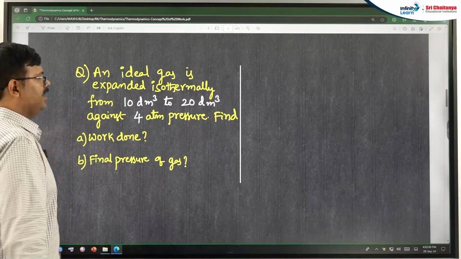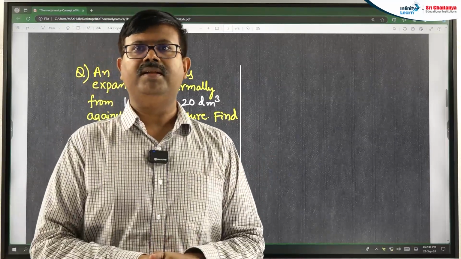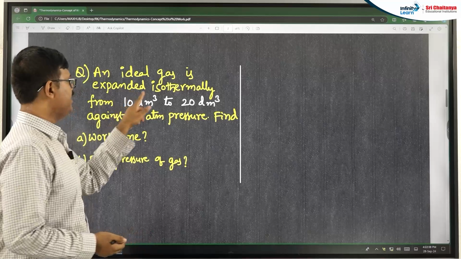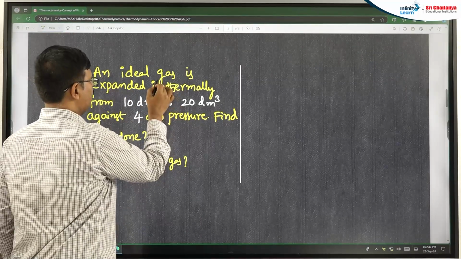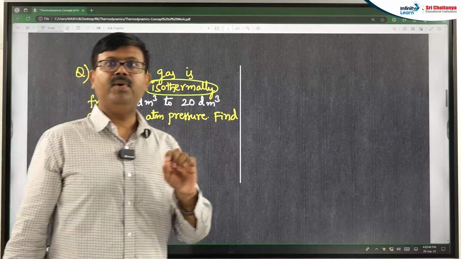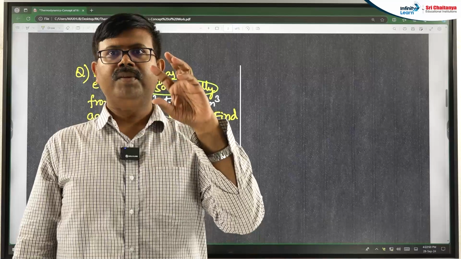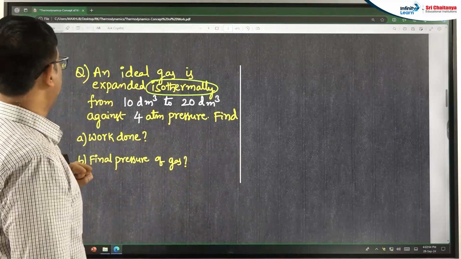Next, let's see a few problems to get an idea how to apply this in the numericals. Now, an ideal gas is expanded isothermally. See, whenever you solve the problems, first circle or underline the important words which determine the path of the solution. So, now here isothermal is a very important word, isothermal.